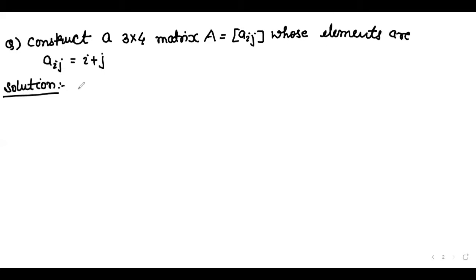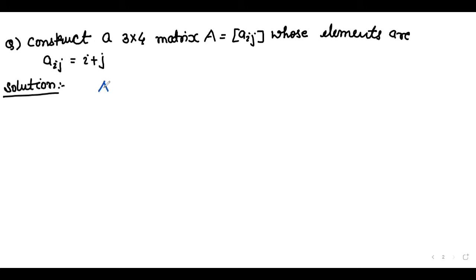Now I'm going to discuss one question based on the pattern of a matrix. The question is: construct a 3 by 4 order matrix A equals Aij whose elements are Aij equal to i plus j. We have to find the elements of this matrix. So according to the question, the pattern of the matrix is given: Aij is equal to i plus j.